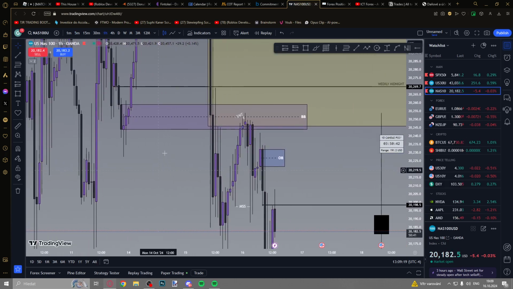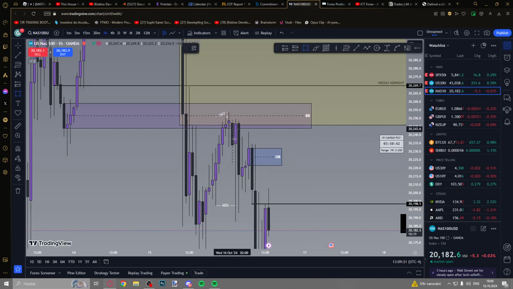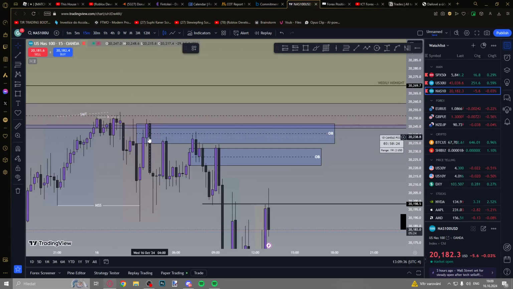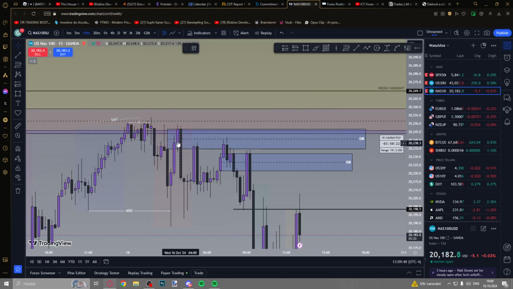So actually we can mark this out, right? This is an order block because we went under this body, we displaced through this body, an order block. Boom. If you go on the 30-minute, still an order block. 15-minute, order block. So yeah, it's an order block.